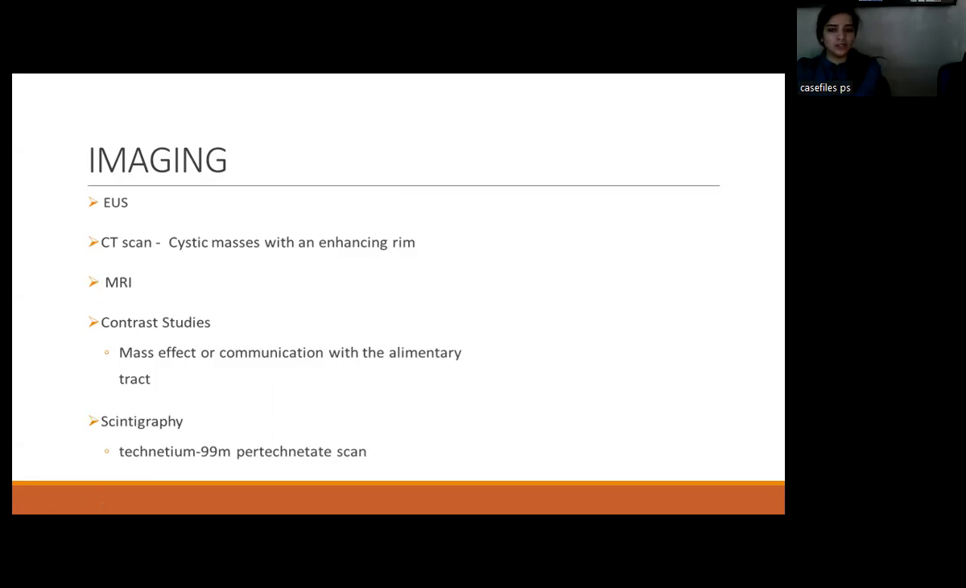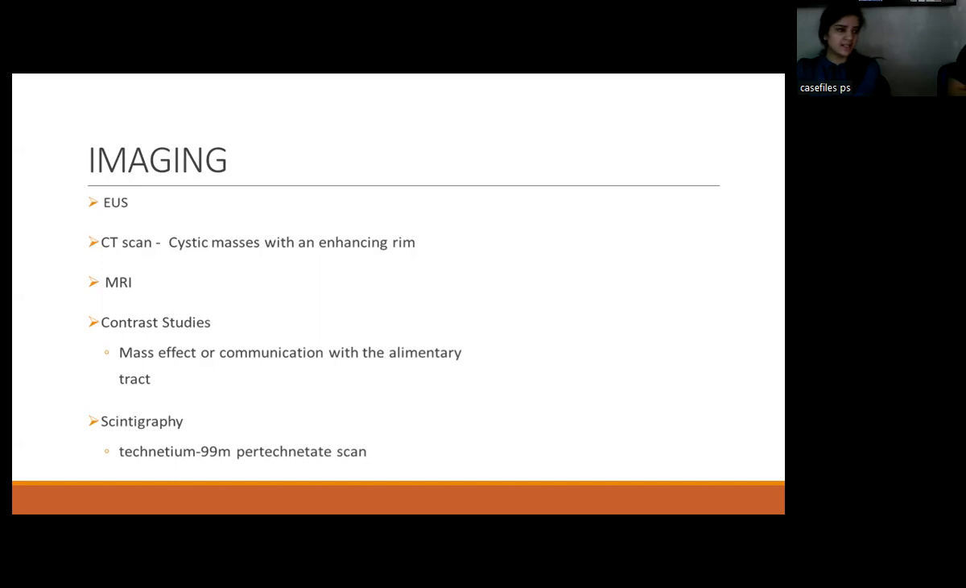Now we come to cross-sectional imaging, that is the CT scan or the MRI. They can be used if the cyst is large enough, presenting in the respiratory and abdominal compartments, and the surrounding structures have to be seen for the surgical anatomy. In the CT scan, cystic masses can be seen with an enhancing rim due to the mucosa. This can be confused with an abscess. However, in the absence of septic features, the differential should include a duplication cyst.